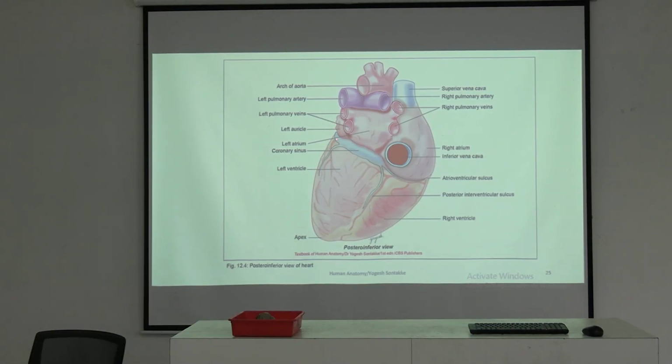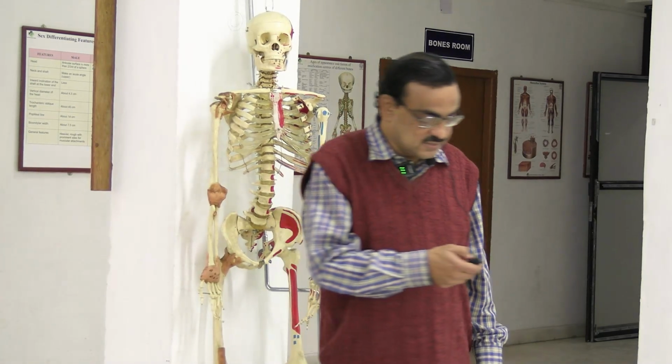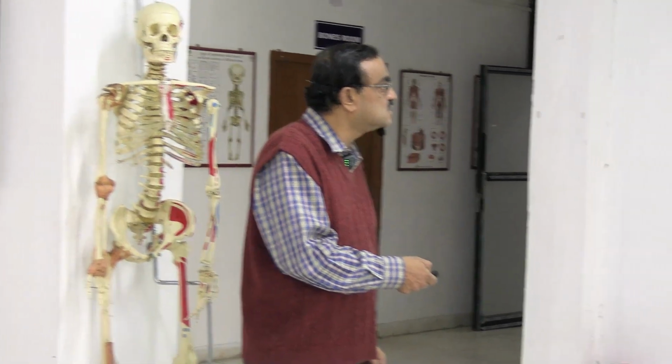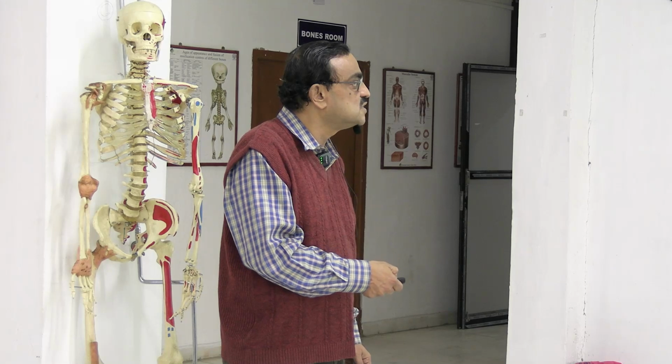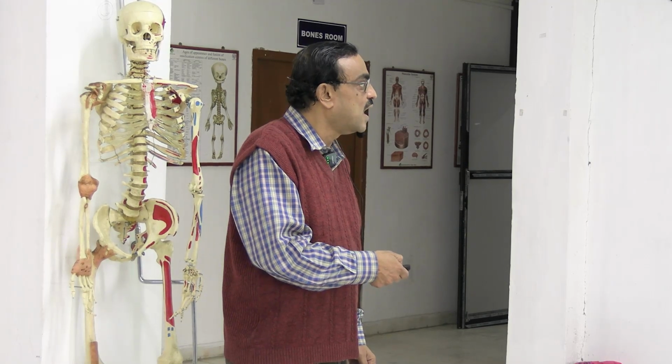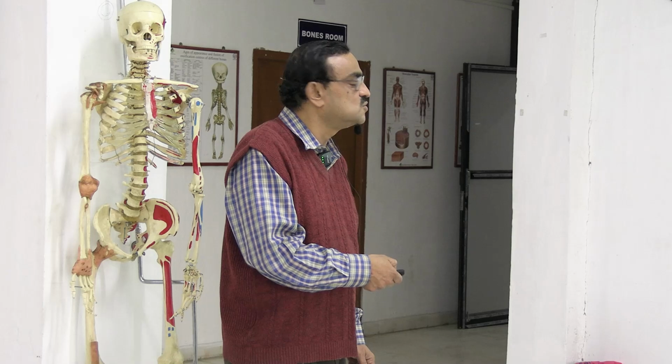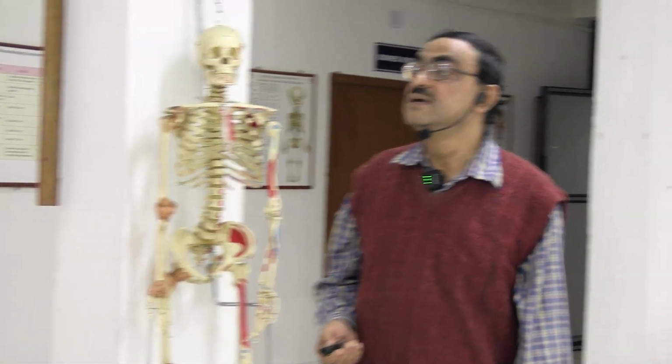vein which is called the coronary sinus, which is continued from the left and is going to the right side, and this coronary sinus drains into the right atrium. So you can see the major venous channel of the heart here. This is the coronary sinus, which is placed in the posterior part of the atrioventricular groove, and this groove is also called the coronary sulcus.